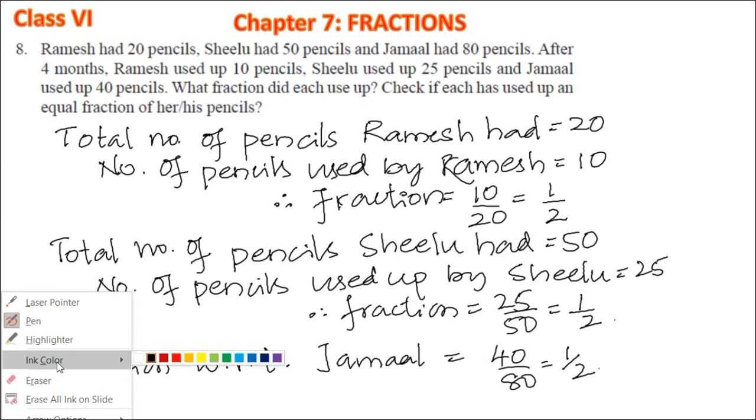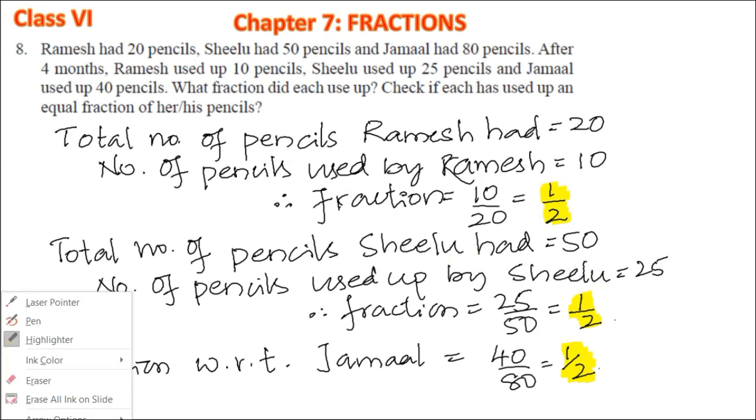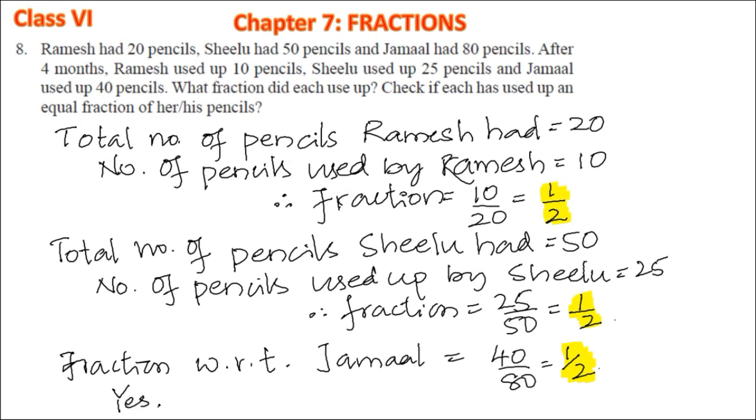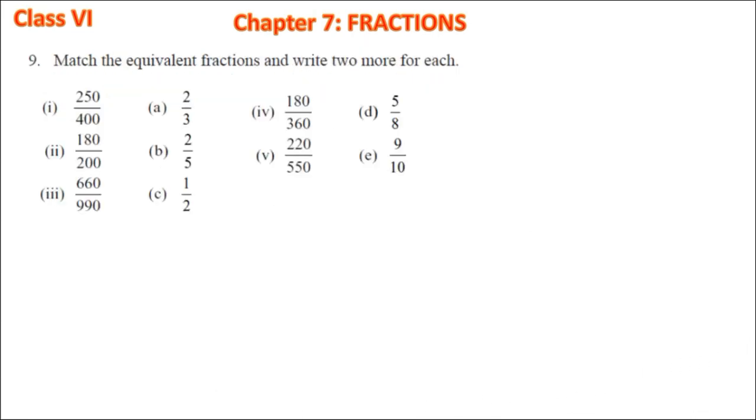You need to observe each one of these on simplification, in the simplest form. They are all equal to 1 by 2. So it means that we can mention yes, each has used up an equal fraction of pencils. Hope I have made it very clear. Let's take up question number 9.